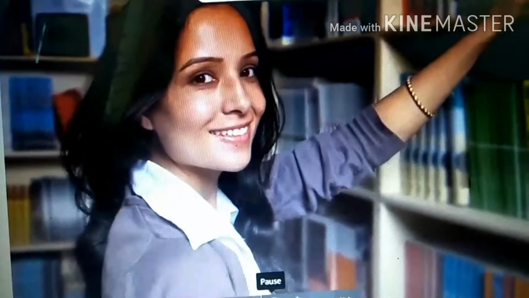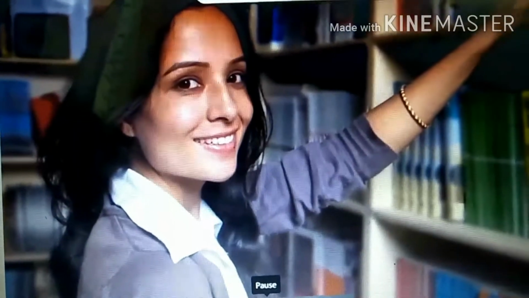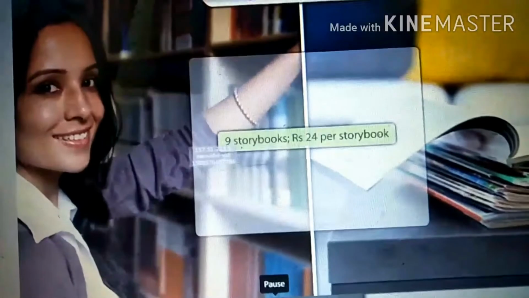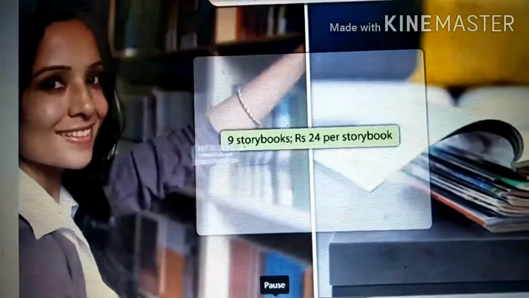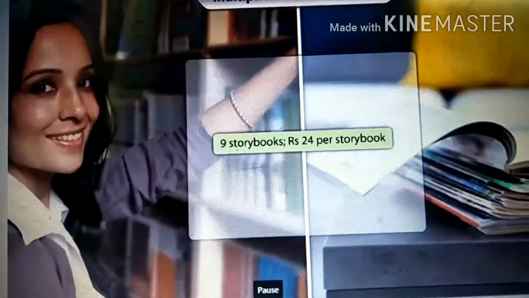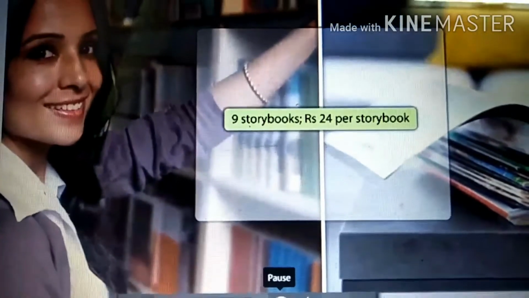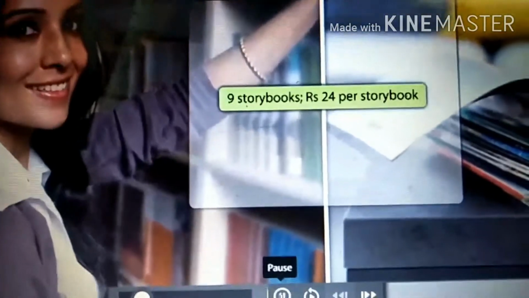Savita visited a bookstore in her neighborhood. She purchased 9 storybooks for her brother. The price of each storybook is 24 rupees. Can you find how much money Savita needs to pay for the storybooks?